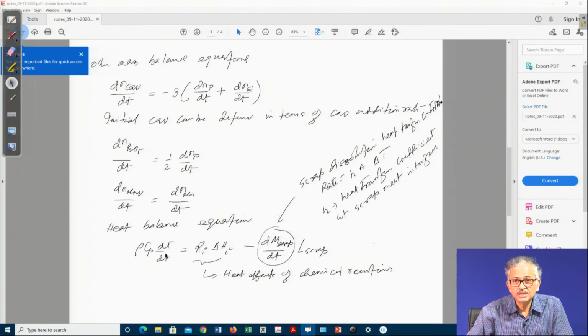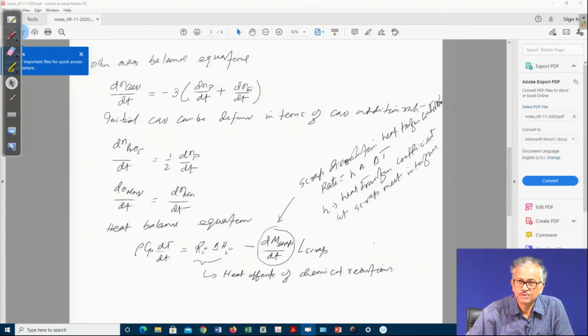So, we are considering that inside the hot metal there is no gradient, it is continuously stirred. So, no gradient I am considering, only temperature is evolving with time. In that case you can write rho Cp dT/dt, where T is the temperature of the hot metal, and this will depend on two parameters.